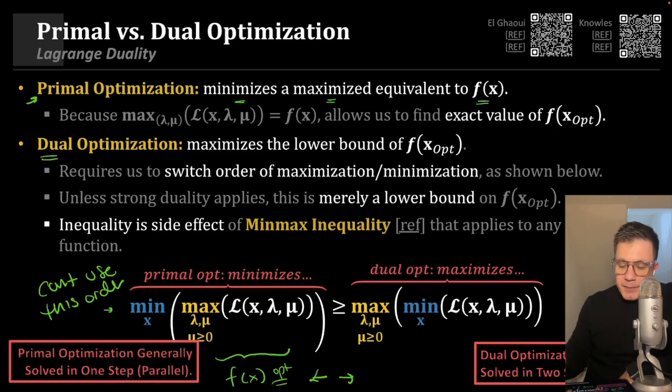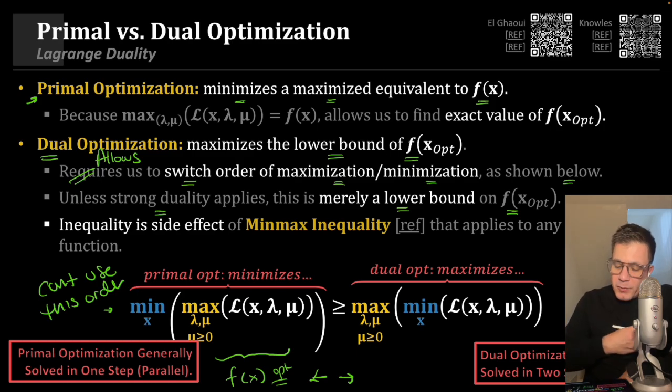Dual optimization maximizes the lower bound of f of x OPT. It generates a lower bound. It requires us to switch the order of the maximization and the minimization as shown below, or perhaps more accurately allows us to switch the order. And unless strong duality applies, which we talked about in the last module, this would be merely a lower bound on f of x OPT.